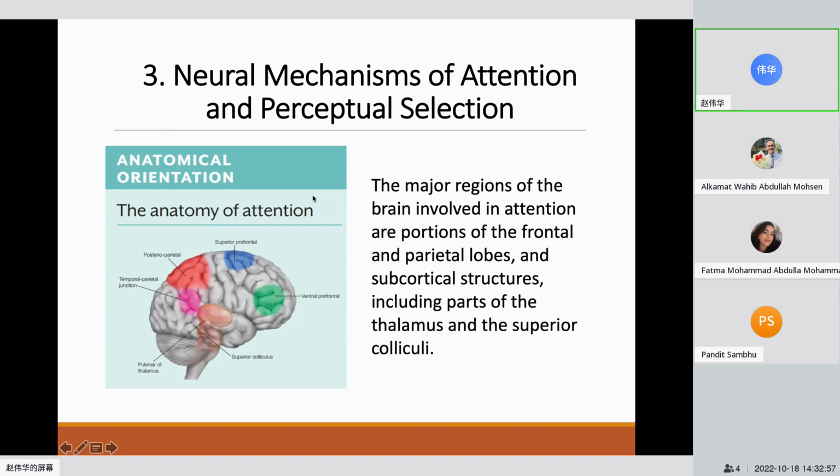The major regions of the brain involved in attention are some parts of the frontal and the parietal lobes, such as the ventral prefrontal cortex and the superior prefrontal cortex, as well as some subcortical structures, including the thalamus and the superior colliculus. I will show the covering region later.